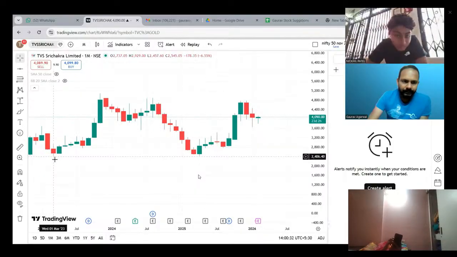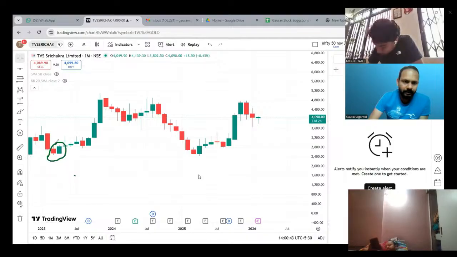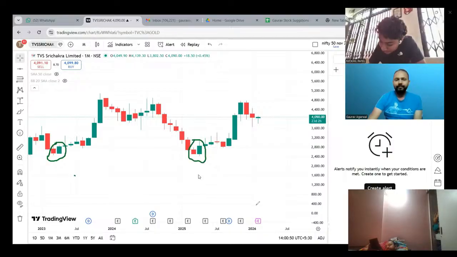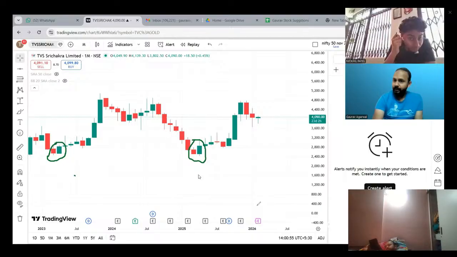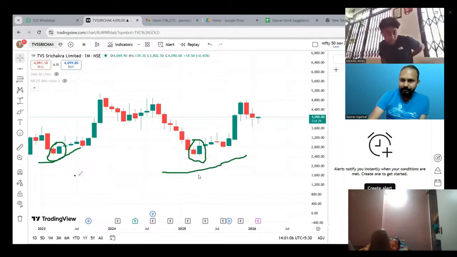See, the same thing happened here also, right? Previously, in the month of July, here also was a tweezer bottom, right? You can see that. And here also. Okay, yeah, tweezer bottom. Same pattern you can see. Both sides you can see the same pattern in this stock. Yeah, I can see. Everything is the same. Even the candles look the same. Very similar.